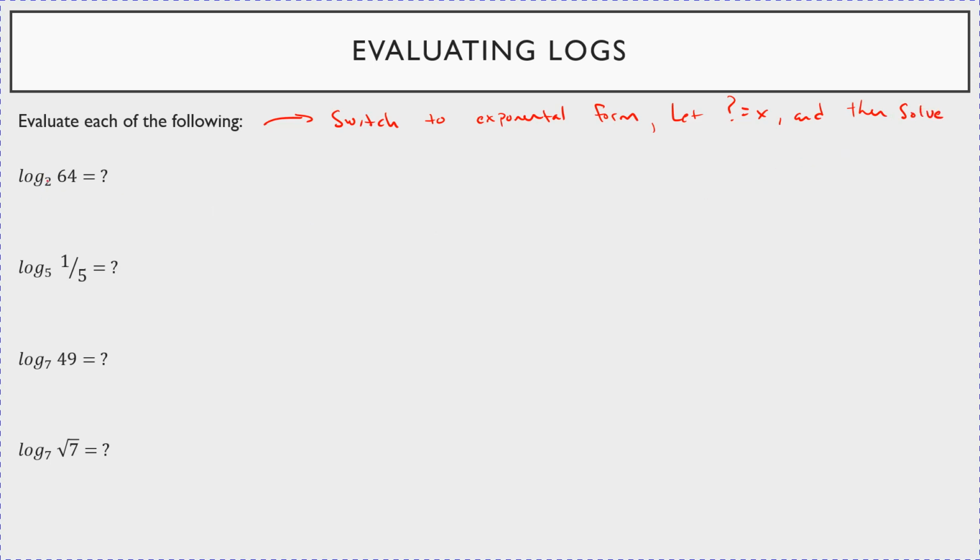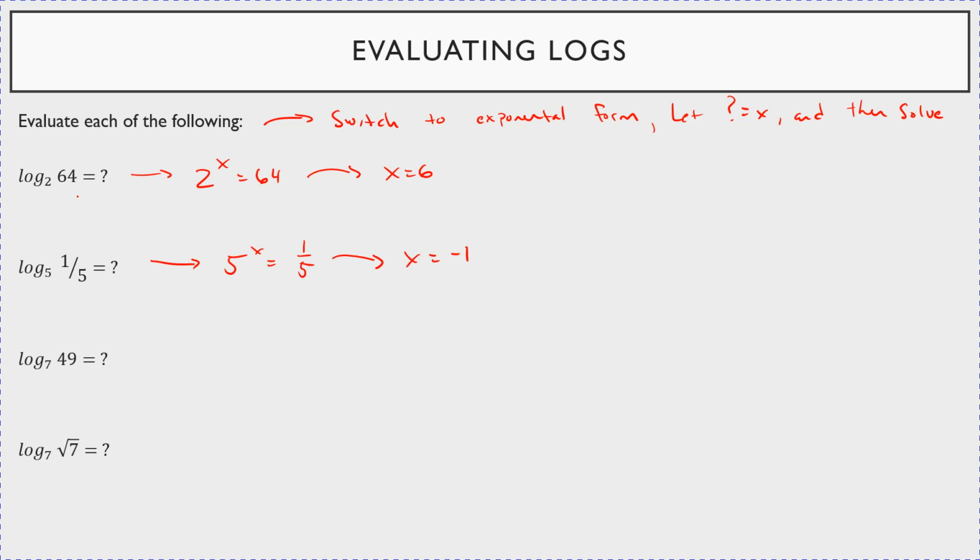All right, so it's base 2. 2 to what power is equal to 64? Well, think about it. 2, 4, 8, 16, 32, 64. So look, x has to be equal to 6. Base is 5. 5 to what power is equal to 1/5? Well, here it has to be -1.